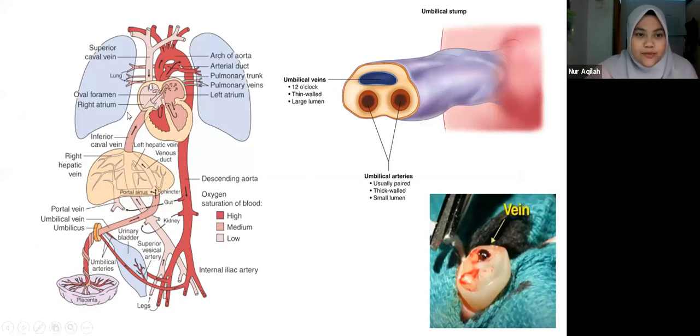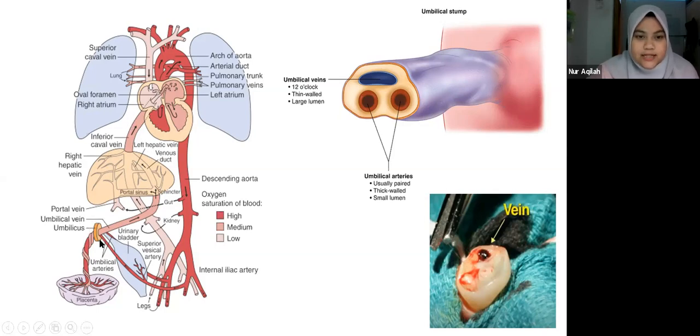So here is a diagram of a fetal circulation. As you can see, here is the placenta and connected to the placenta is the umbilical cord. And in the umbilical cord, there are 2 umbilical arteries with 1 umbilical vein. So here is the umbilical vein which will bypass the portal circulation via the ductus venosus and connect to the inferior vena cava before it enters the right atrium. So here is the pathway if we would like to insert an umbilical vein catheter. And in umbilical vein catheterization, we would aim to insert the catheter until the area of the inferior vena cava.